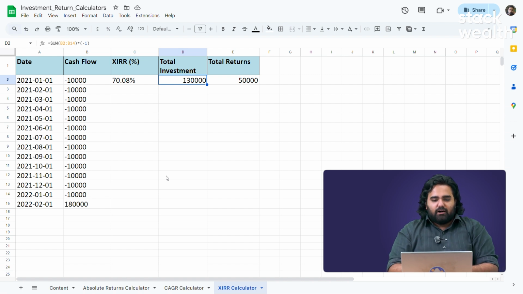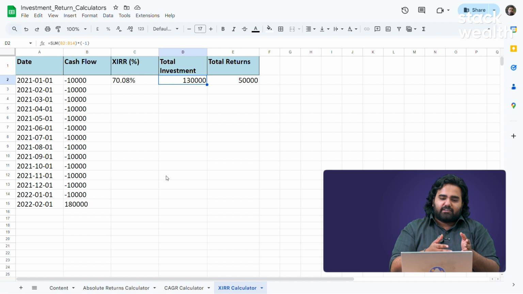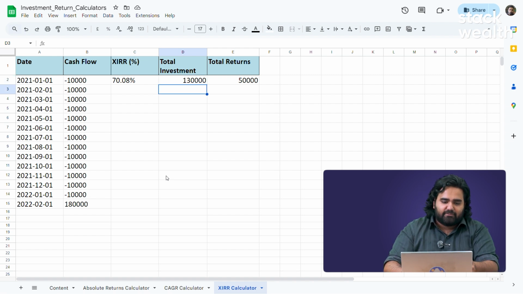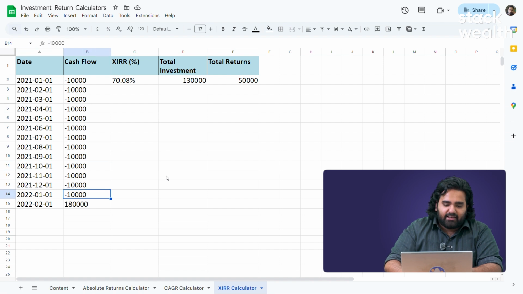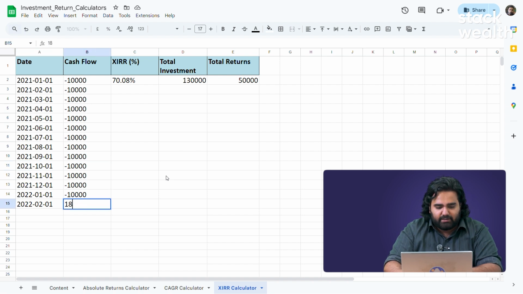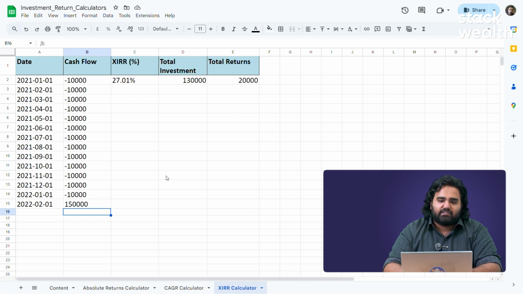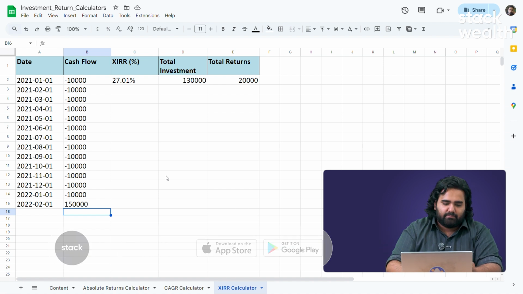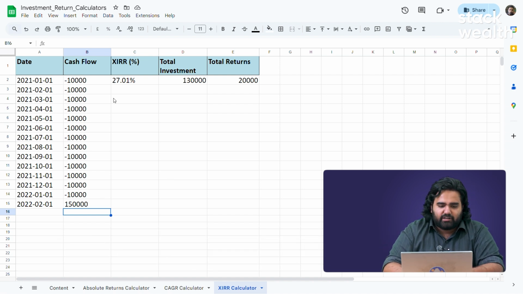your total investment is 1.3 lakhs and you got 50,000 in returns. It's great. You don't see this normally. It's very unrealistic. In a more realistic scenario, something that you would see is maybe 1.5, so that means your returns are 20,000. Your total investment was 1.3 lakh, and your XIRR is 27%. This is normally something that people see when it comes to 1 year. If you took the calculation for more than 1 year, maybe you'll see something better. But because it's 1 year, this is a more realistic example.